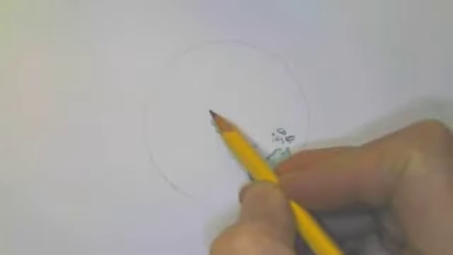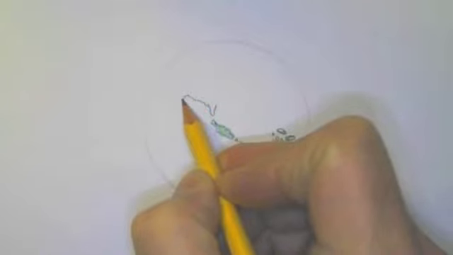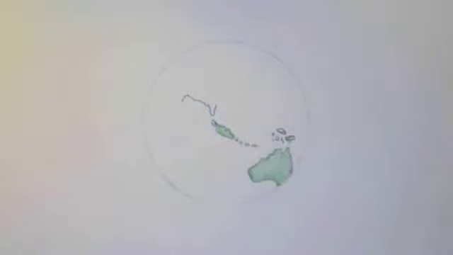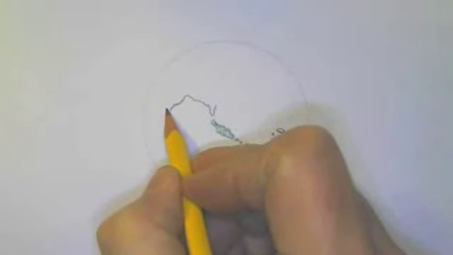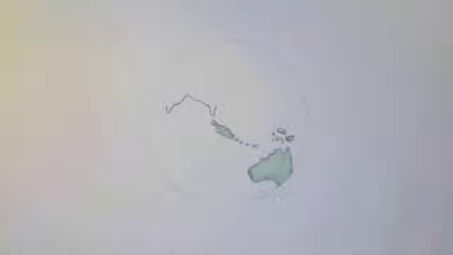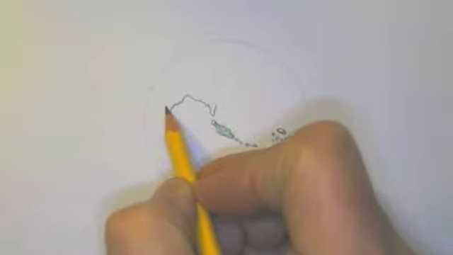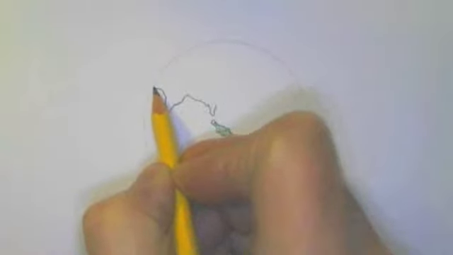So right above Indonesia, you're going to have something that comes down like that. And then you're going to kind of go over like that. And then it's sort of rounded like that and comes down and then goes like that. That's India. It's one side of India. And then we're just going to come down and go like that. All right?